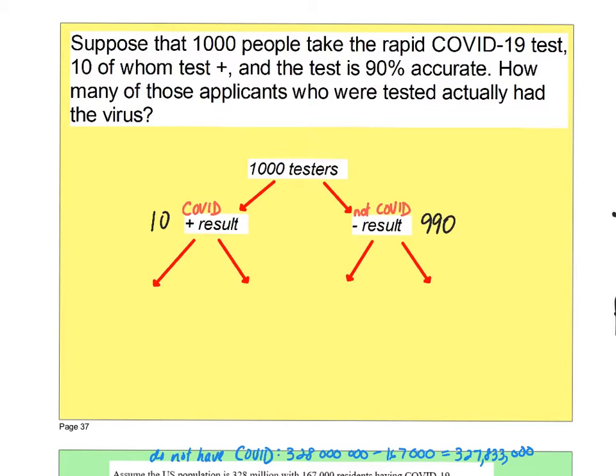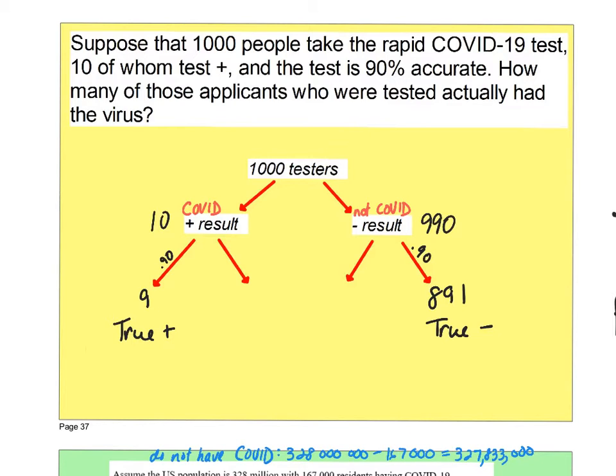So if I put this in terms of COVID with the same numbers and example, if 10 people get a positive test saying, yes, you have COVID, then 90% of them, or 9, have COVID and are told they have COVID, as in you have a true positive. And for the 990 who did not have COVID, 90% of them, or 891, those are the true negatives. And that's the easy part.